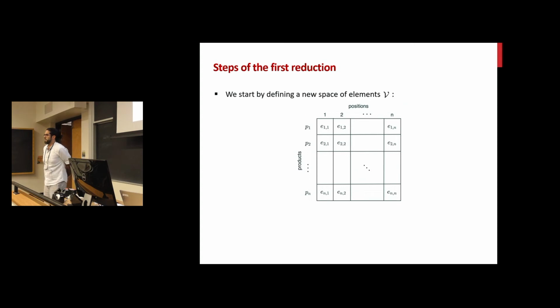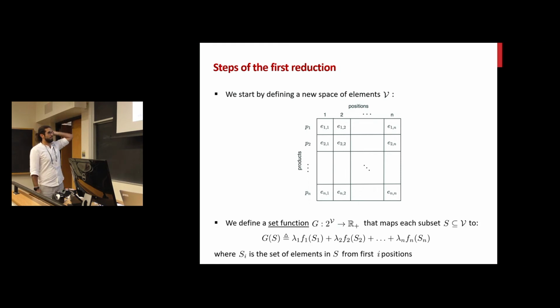So let's think about the problem again. I'm going to introduce a new space of elements. So originally, you had n products. Now I'm going to give you n squared elements, which basically means we have one new element for each pair of product and position. All right? So e_ij is going to be product i at position j. And given this ground set, I'm going to introduce a new set function, g of S, which is defined the following way. So it's going to be lambda 1 times f1 of S1 plus lambda 2 times f2 of S2, all the way to lambda n times fn of Sn, where Si is the set of elements in S that are in the first i positions.